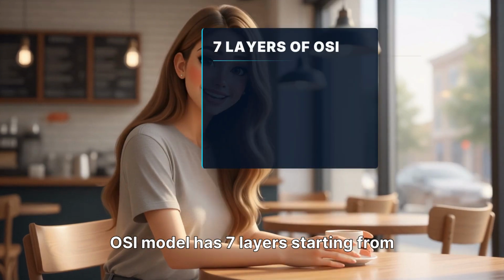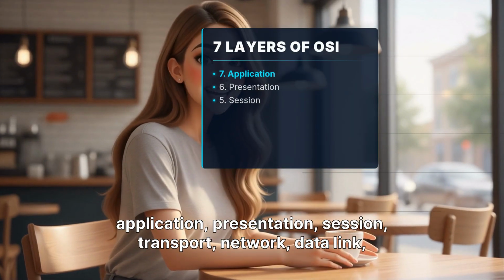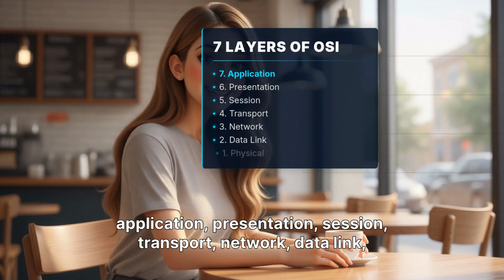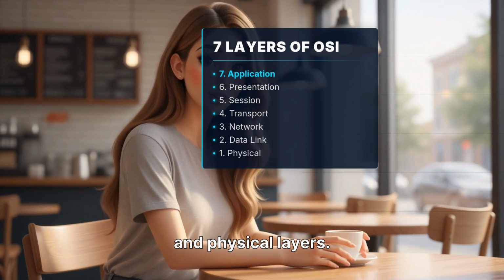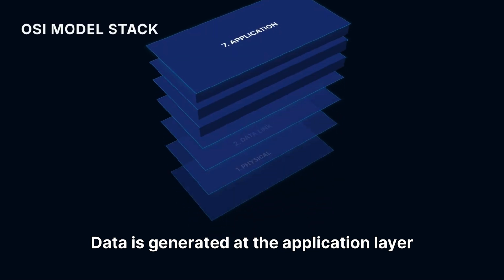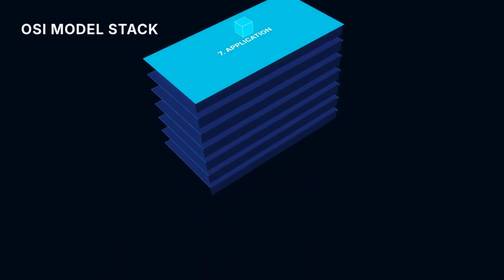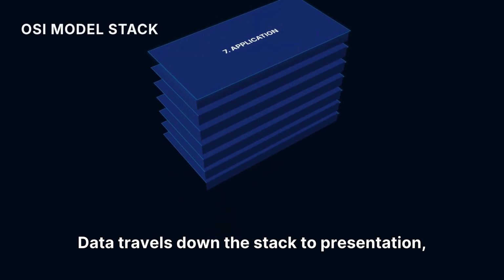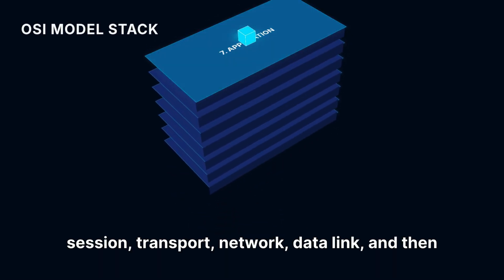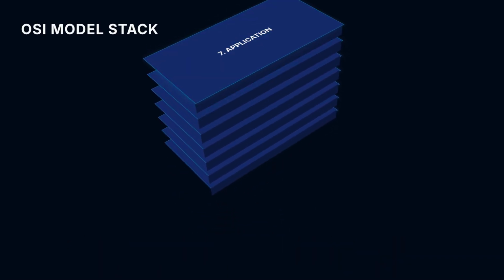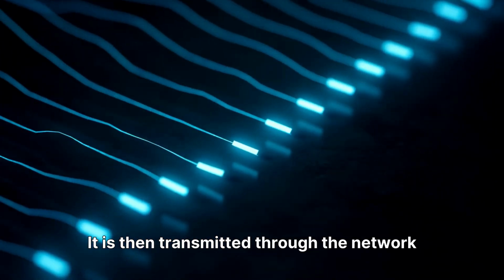The OSI model has 7 layers, starting from application, presentation, session, transport, network, data link, and physical layers. Data is generated at the application layer on the client side. Data travels down the stack to presentation, session, transport, network, data link, and then physical. It is then transmitted through the network media.